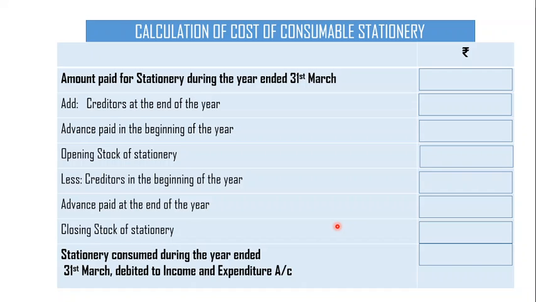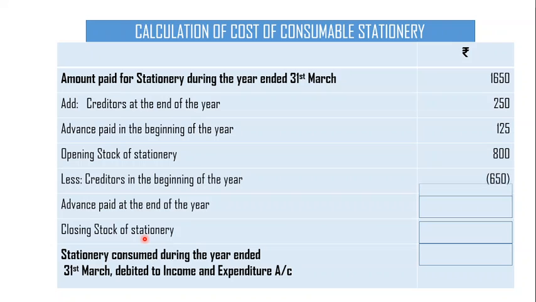Okay, as I told you, you can take all the add items together. So creditors at the end, advance paid in the beginning, opening stock, all these are the add items, less creditors in the beginning, advance paid at the closing. So this way you can get all this by writing the amount and deducting, you'll get the final answer.